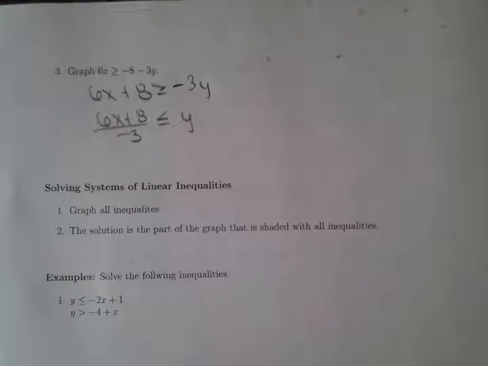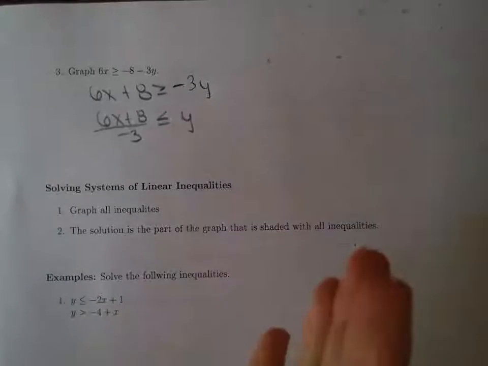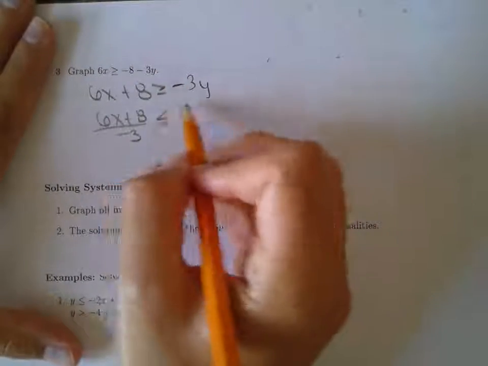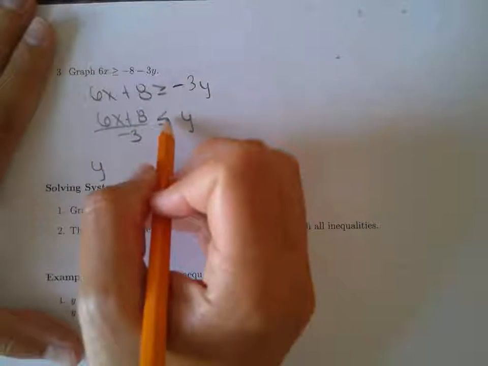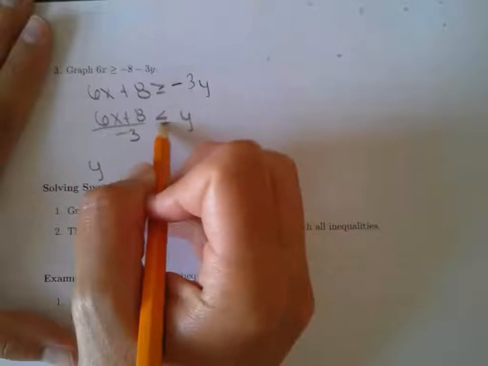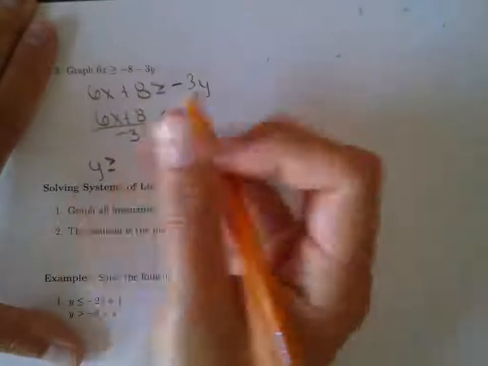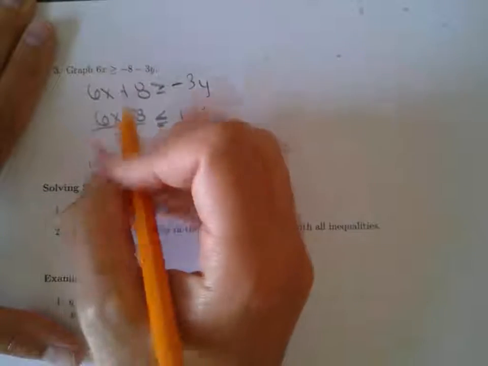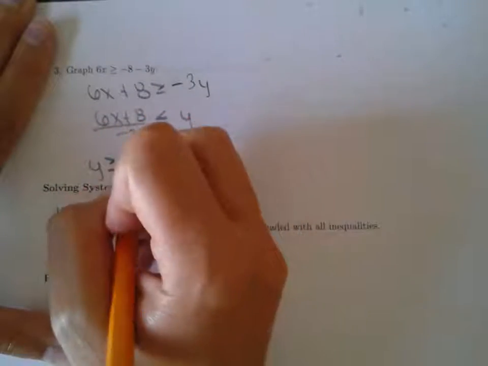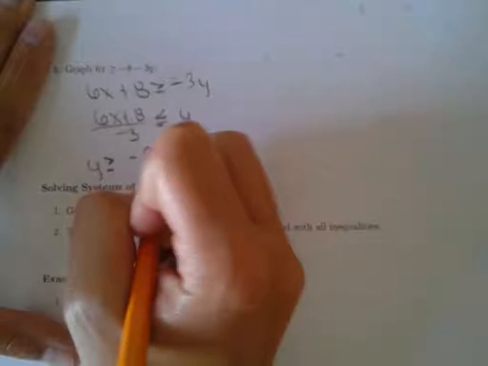I'm putting y on the correct side just because I like it on the left. I'm just going to rewrite this whole thing. This says y is greater than or equal to, and then we have 6x divided by negative 3, which is minus 2x, and then this would be minus 8/3. So there's that picture.